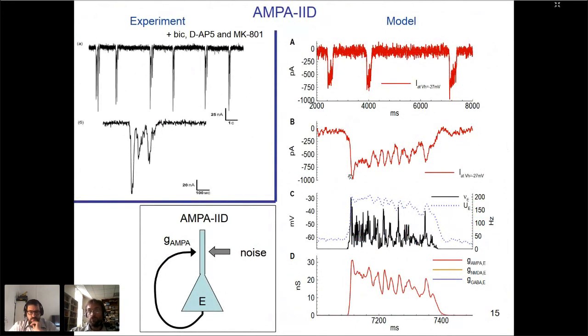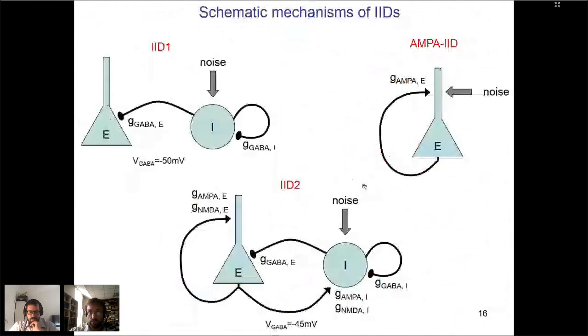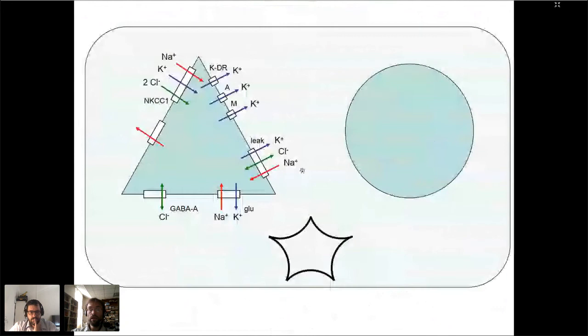The third type of interictal discharges is an even simpler case, when we block GABA activity and block NMDA, and we observe only glutamatergic spontaneous discharges. And again, timing is determined by synaptic resource and AHP channels in this case. So these three cases I have already described.